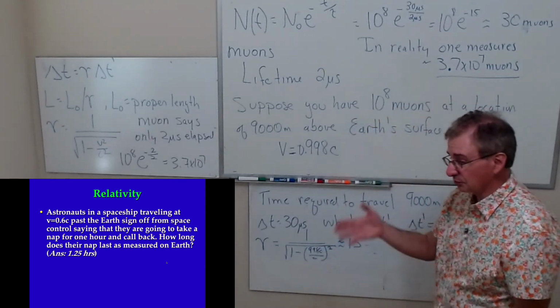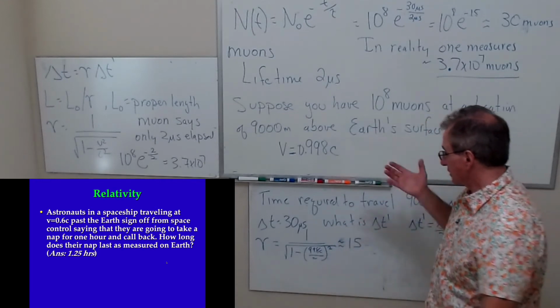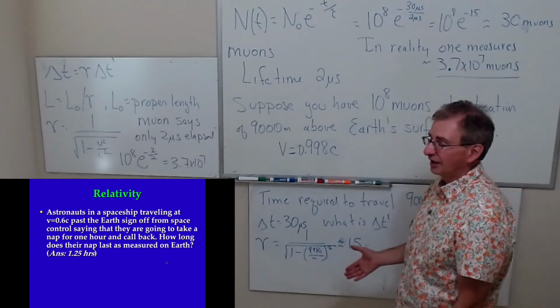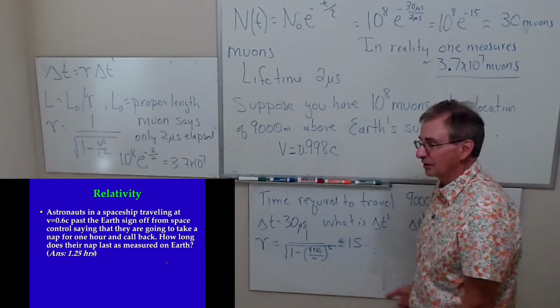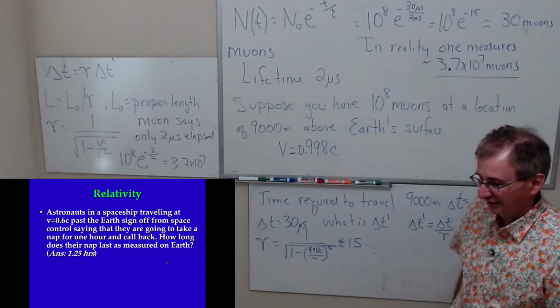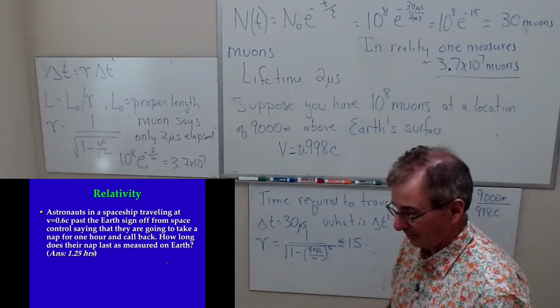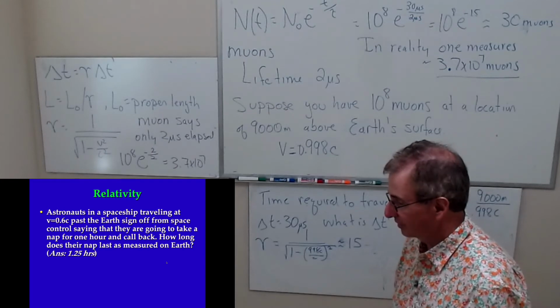Now, granted, the effect is small because the airplane doesn't go very fast. The airplane's going 500 miles per hour. Speed of light's 300 million meters per second. Okay. Questions on that? Does this seem bizarre to you?